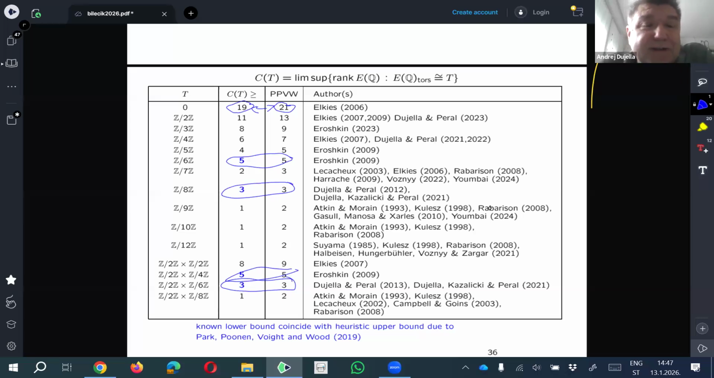So what do these blue numbers say? That the best current result is the same as the prediction, the best possible result due to the heuristic. So it says that it is not possible to get a better result. So for example, this 3 means that we know that there are infinitely many curves with rank greater or equal to 3, but the heuristic says that it cannot be better, so that there are only finitely many with rank greater or equal to 3.